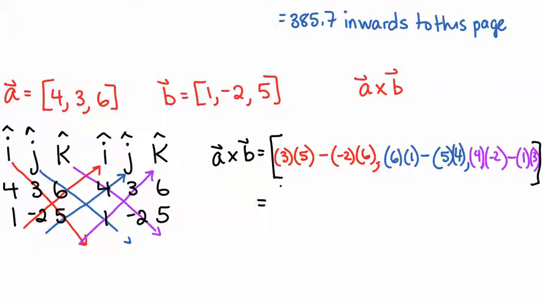Okay, and then we just do all the math involved. So 15 minus negative 12, so 15 plus 12, essentially.